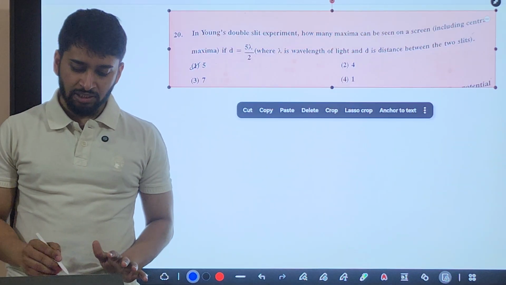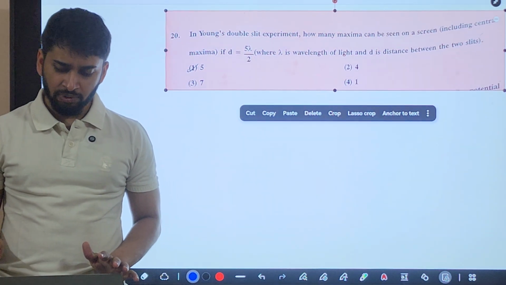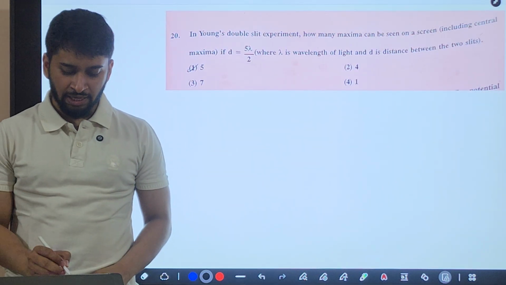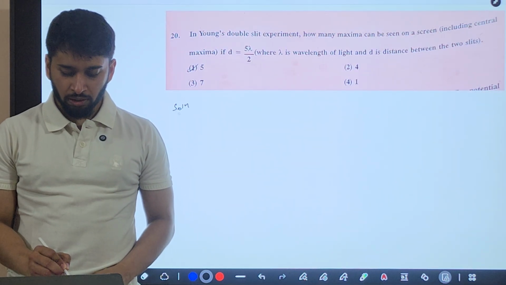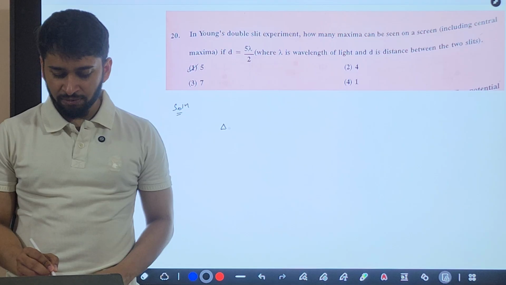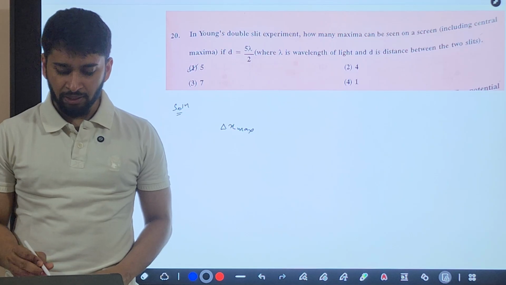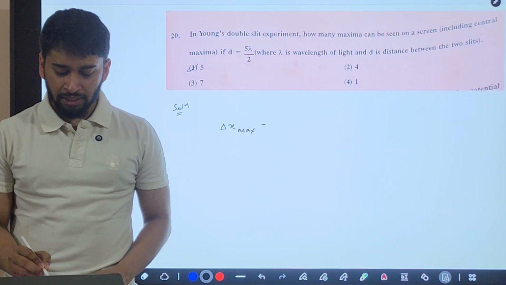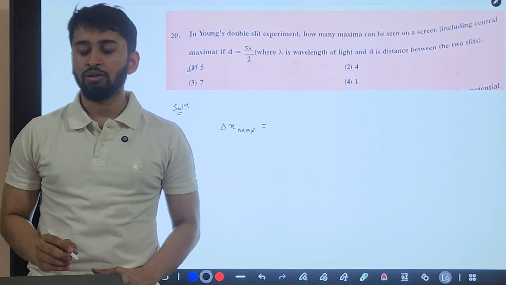In a Young's double slit experiment, how many maxima can be seen on a screen if d is 5 lambda by 2? So see here. The maximum path difference that could happen is the separation between the slits. This is a concept you need to keep in mind.